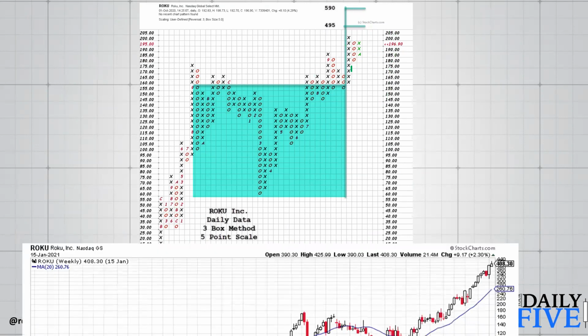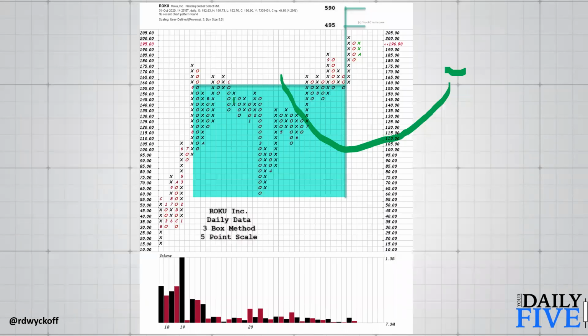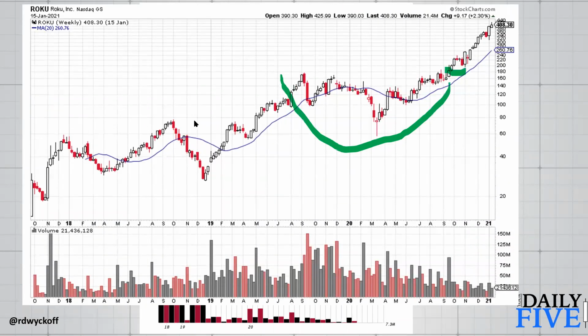So now here is ROKU, which is at 408. So you can see here that this is roughly the area that we started to profile it. It was up and out of its reaccumulation structure. Here's the markup phase. Keep in mind, looking at the point and figure, that there may have to be more reaccumulation work along the way, but there are higher point and figure counts in this reaccumulation structure. So there we have it.